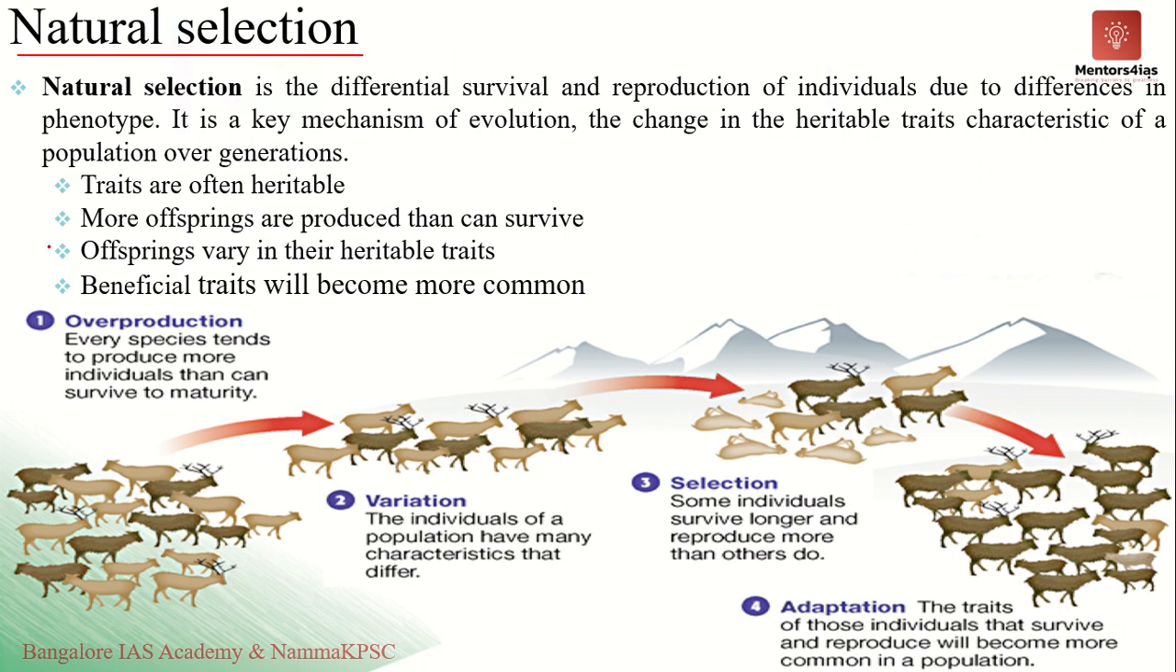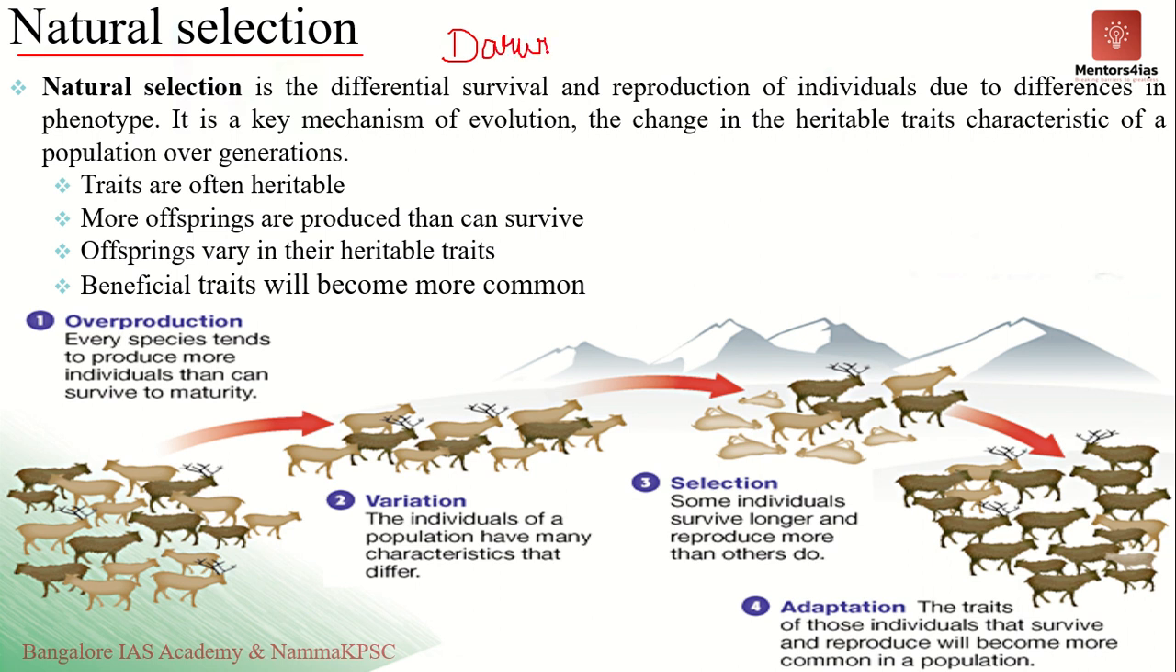Next, we move on to natural selection. Natural selection is the mechanism of evolution and is also considered to be the engine that drives evolution. The theory of natural selection was proposed by Charles Darwin. In order to understand this, we will consider a few important things.